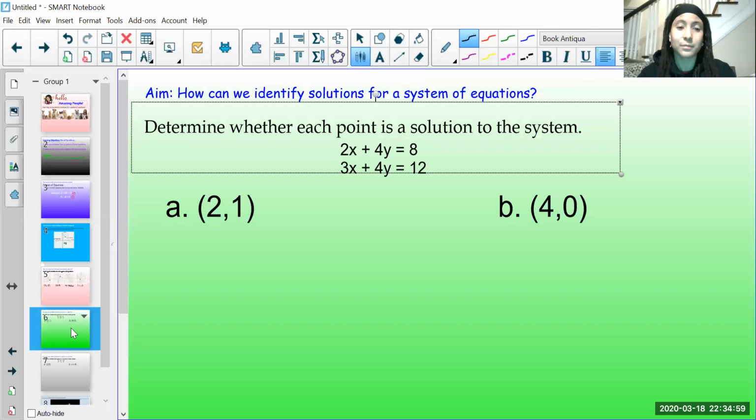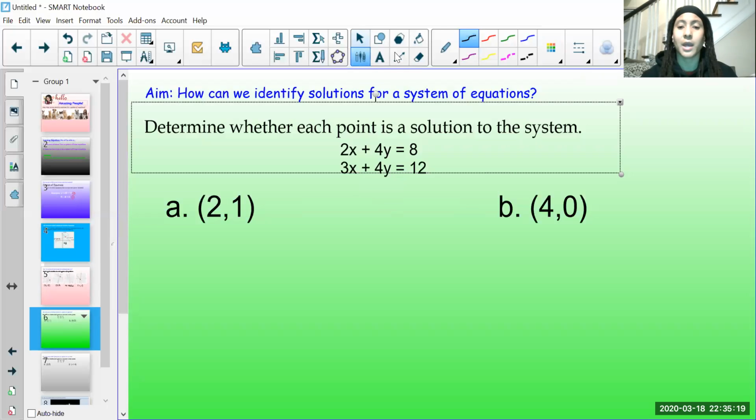Now we have to identify whether or not the points that are given is a solution to the system. So we have 2 points that we need to determine whether they fall within this system of equations. All right?